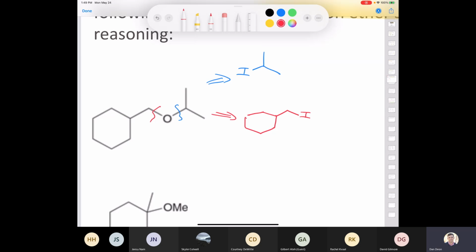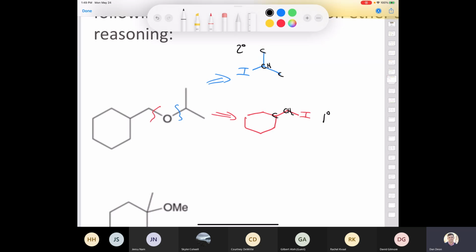Which one of these would be the best alkyl halide to use in a Williamson ether synthesis? Red or blue? Well, what kind of alkyl halide is the red one? This is a primary alkyl halide, right? This carbon is only attached to one carbon. This one is a secondary alkyl halide, right? This carbon is attached to two carbons.